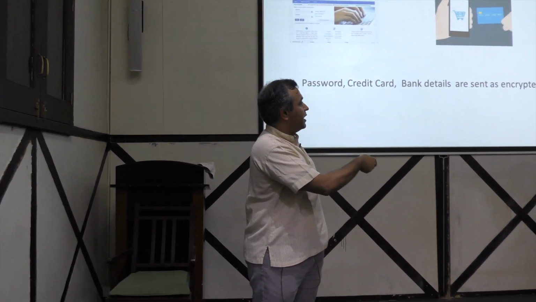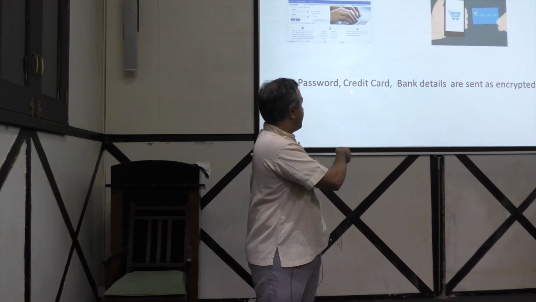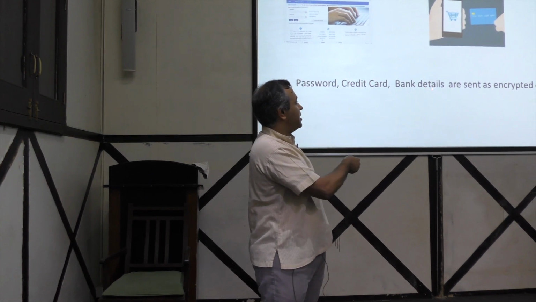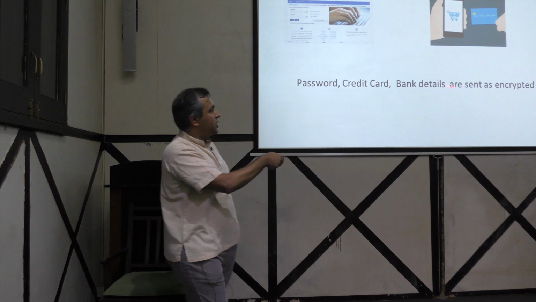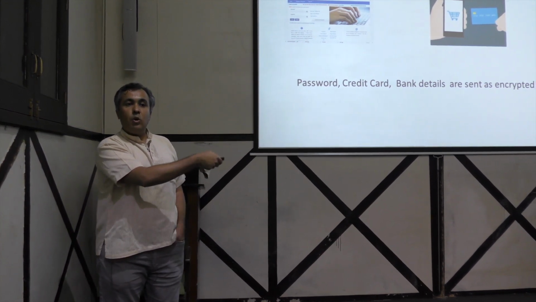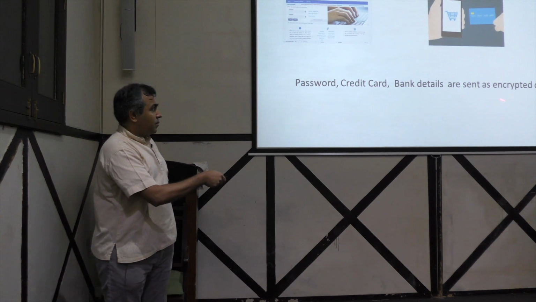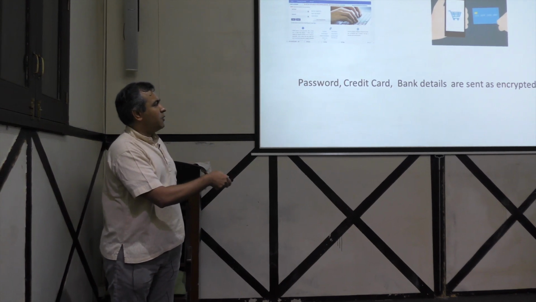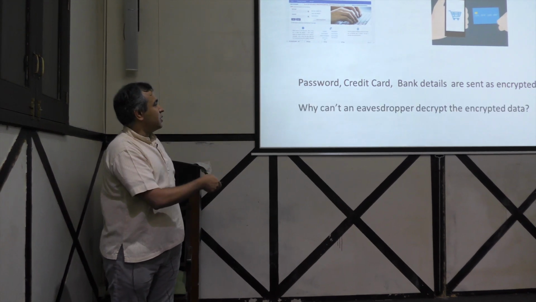They are going as somewhat of encrypted data. When we enter our password, our credit card or some bank details, these things don't go on the internet as raw data. They get garbled and go as encrypted data. But why do we still trust the encryptions?